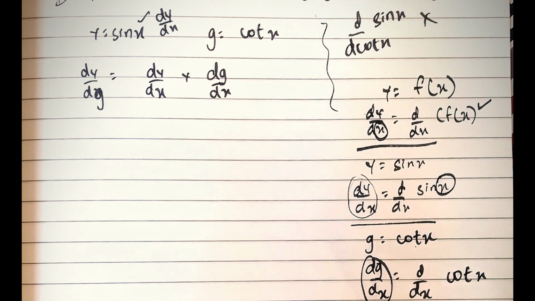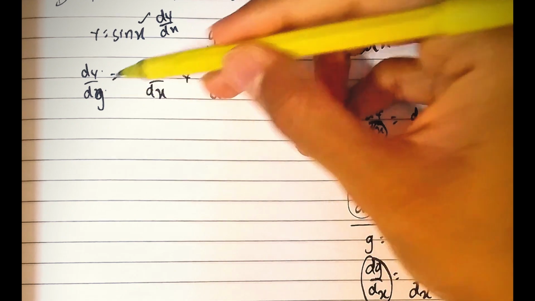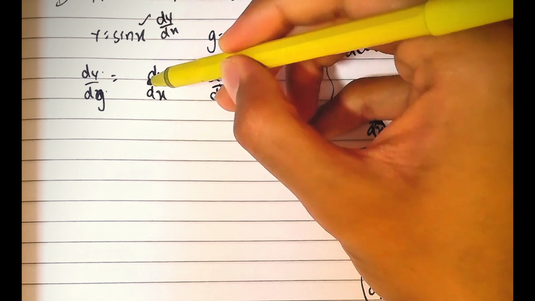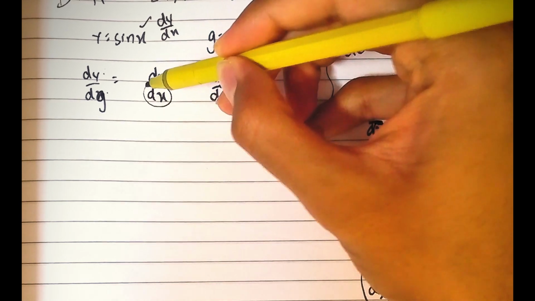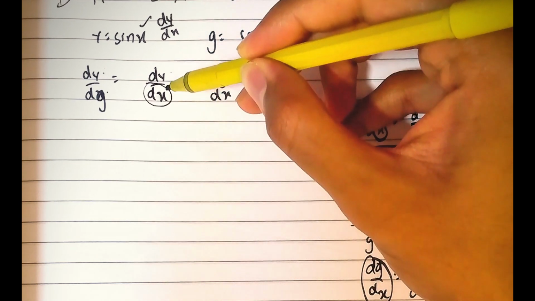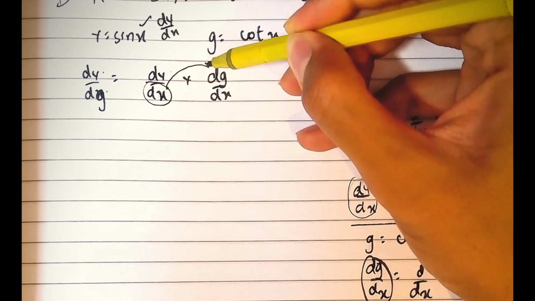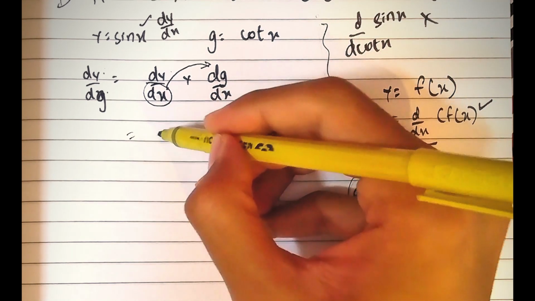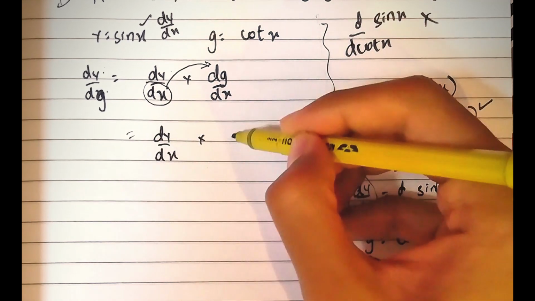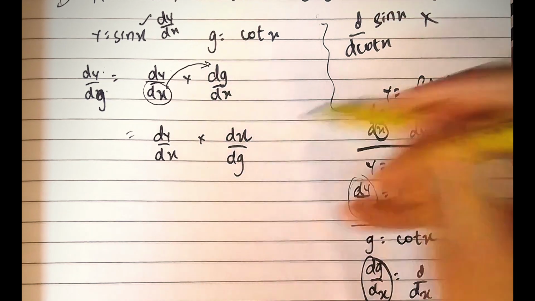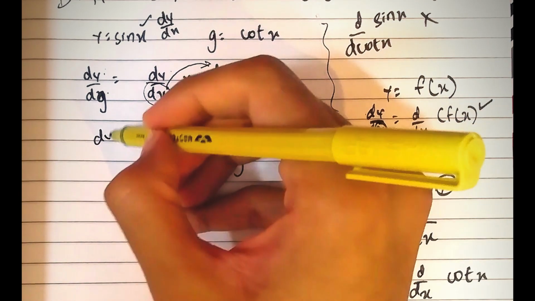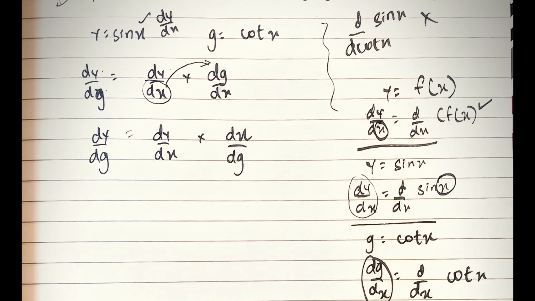Cool. Now let me discuss the problem. We have the chain rule dy by dg, which is equal to dy by dx multiplied by dg by dx. The problem is, if you have something in the denominator of the first factor, you need to have the same thing in the numerator of the second factor, which means this should be written as dy by dx multiplied by dx divided by dg. And that's very simple, because after finding the differential of cot x, I would reciprocate it. Okay, so now the chain rule is satisfied and we know what our equations and variables are.